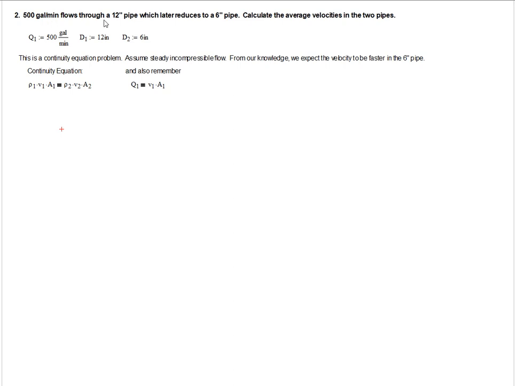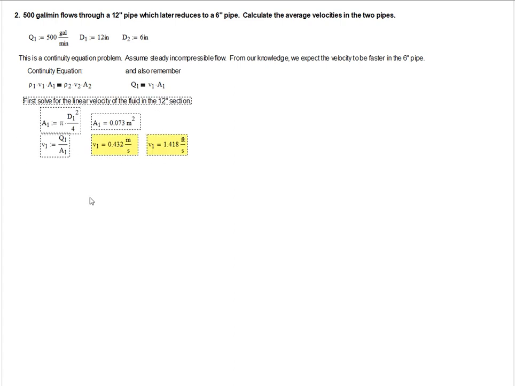So the first thing that we need to do is find the average velocity in the two pipes. We're given the volumetric flow rate, and we know the size of the two pipes, so we can just use this part of our equations, the relation between the volumetric flow rate, the linear velocity, and the cross-sectional area, to solve for that.